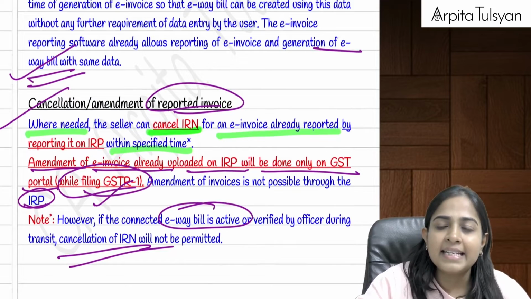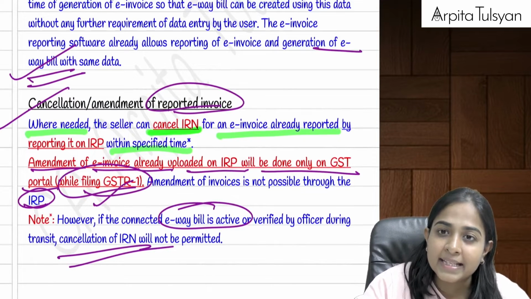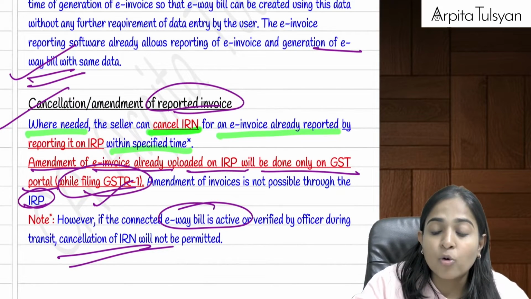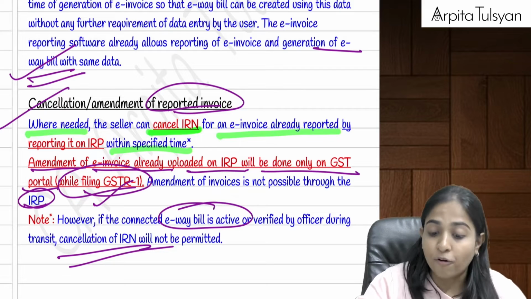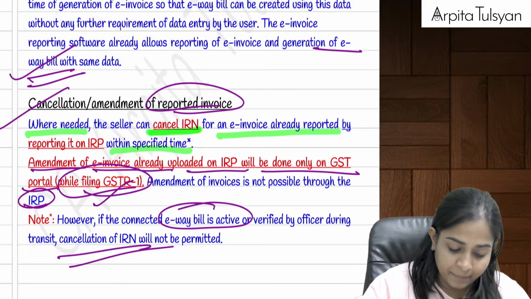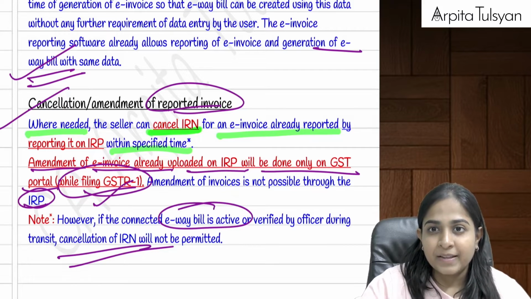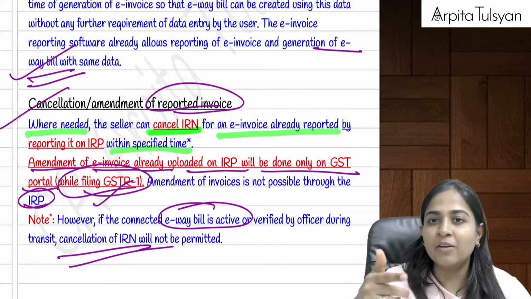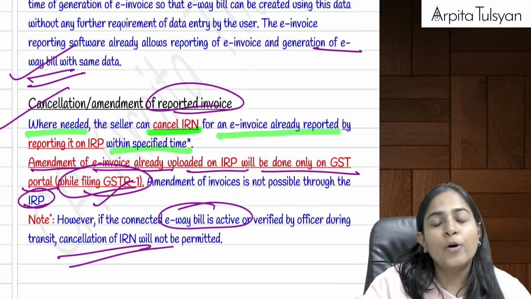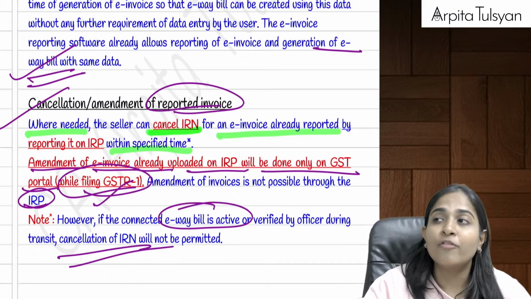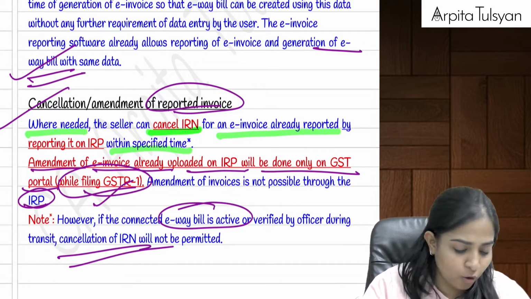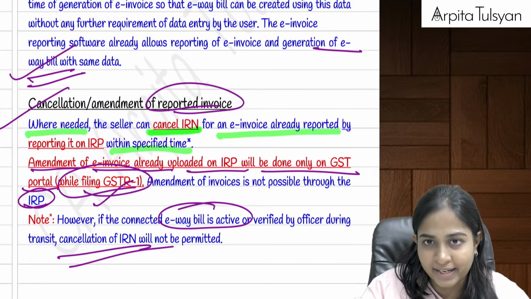Can this e-invoice be amended or can it be cancelled? Yes, it can be done, but only before it is checked by any officer. Once it is checked, or once your e-way bill is active, because from the same e-invoice, the e-way bill is also generated, if your e-way bill is active or once it is checked by any particular officer, then in that case it cannot be cancelled.